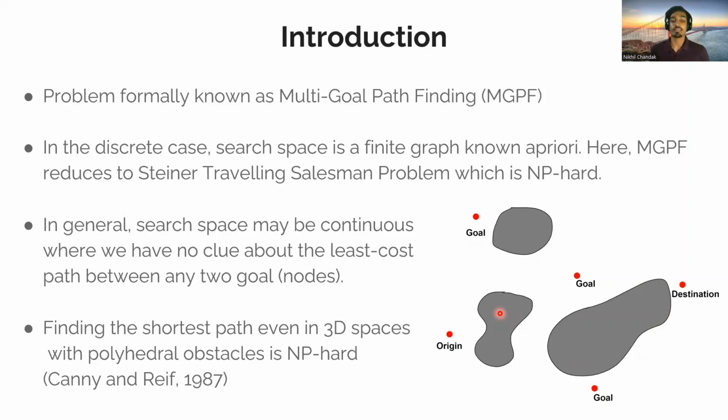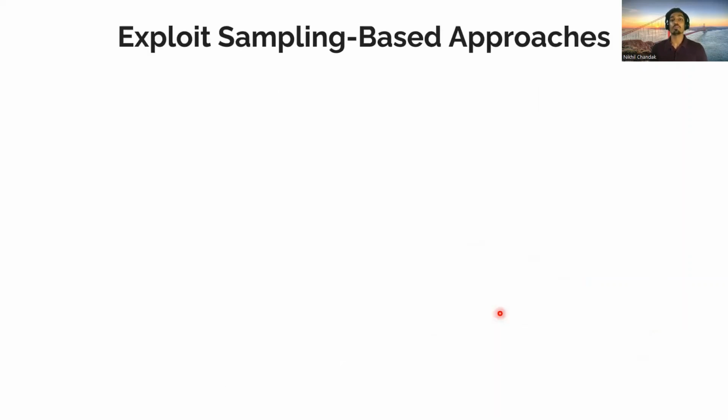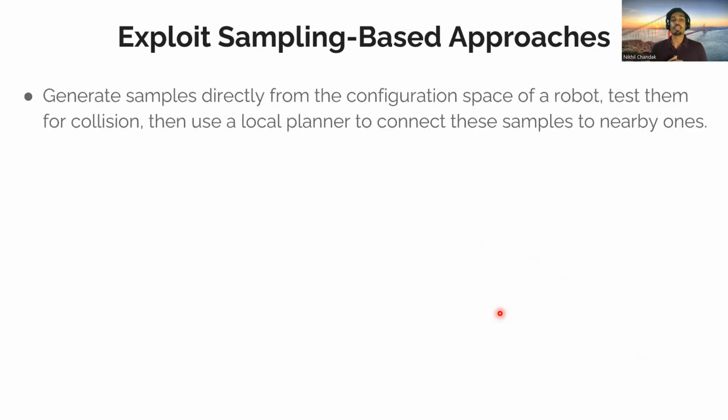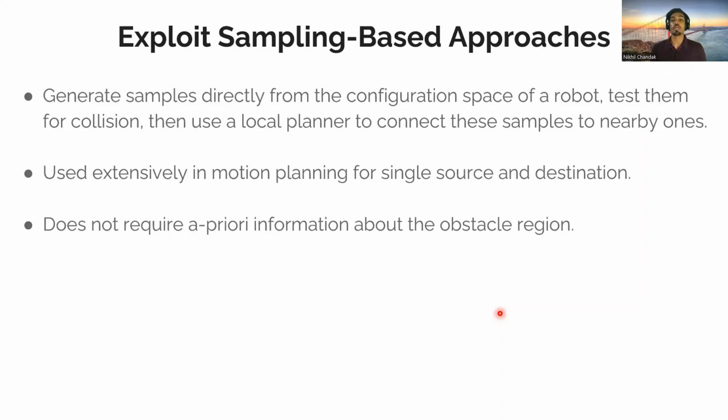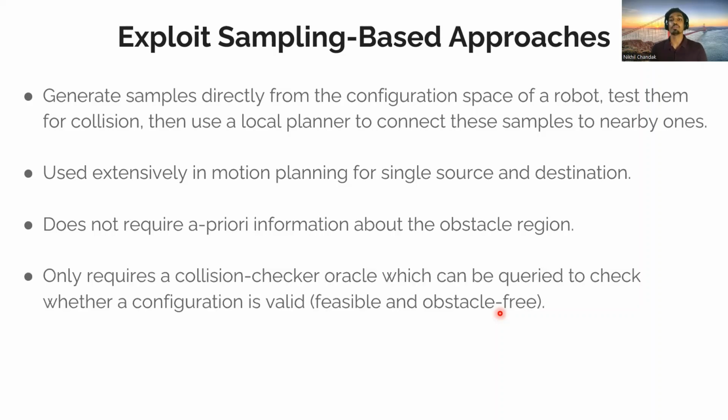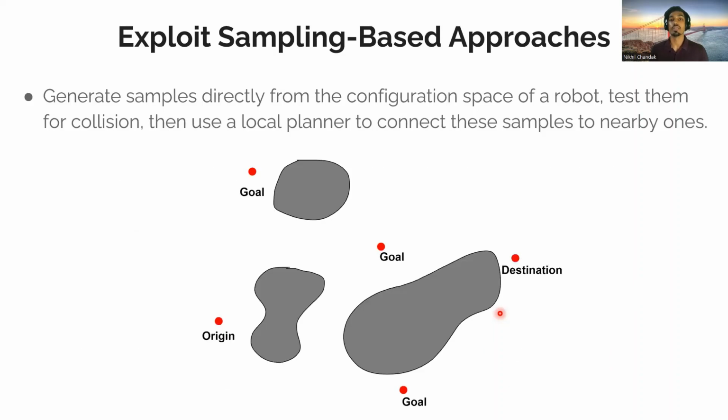To address these challenges, we appeal to the well-known sampling-based methods. Their general schema is as follows. We generate collision-free samples directly from the configuration space of the robot and connect nearby ones using a local planner. These are used extensively in practice for motion planning, and they do not require any prior information about the obstacle region. They only assume the availability of a collision checker and in principle can work in any dimension.